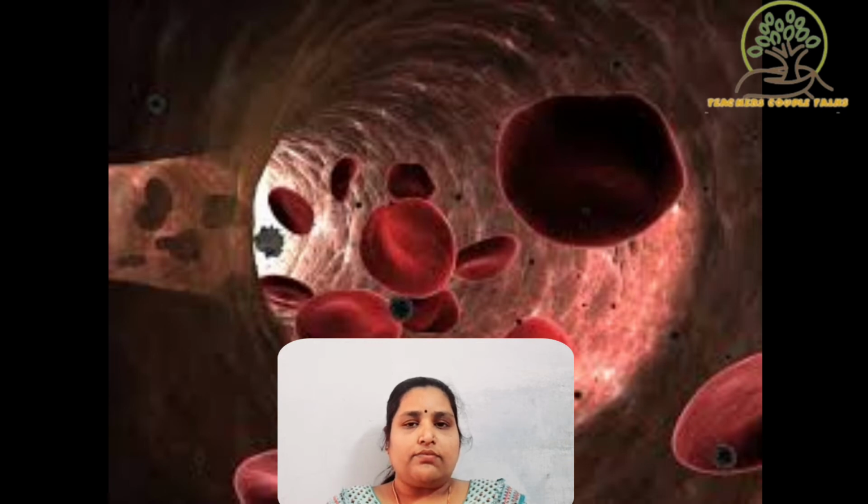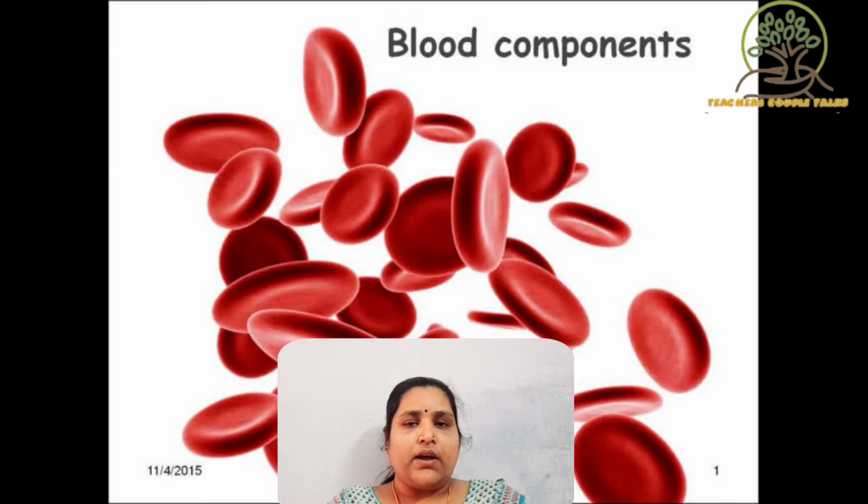Blood corpuscles are of two types, WBC and RBC. What are RBC? RBC are called red blood corpuscles. These cells are circular and biconcave in shape, and they are red in color due to the presence of hemoglobin. They are also called erythrocytes.